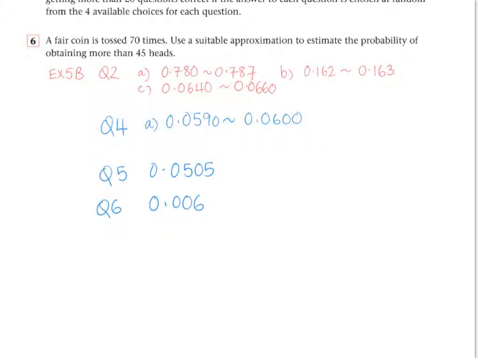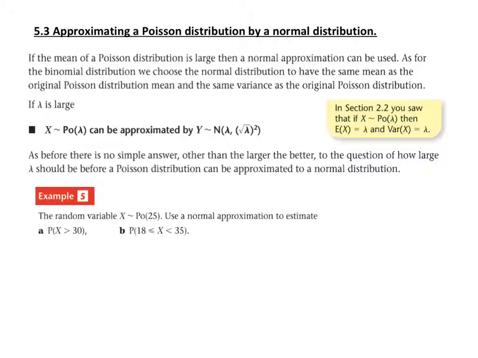So there's your full set of results for exercise 5B, your answers for 4, 5 and 6. So if you could check those, that would be great. Right, let's move on then.